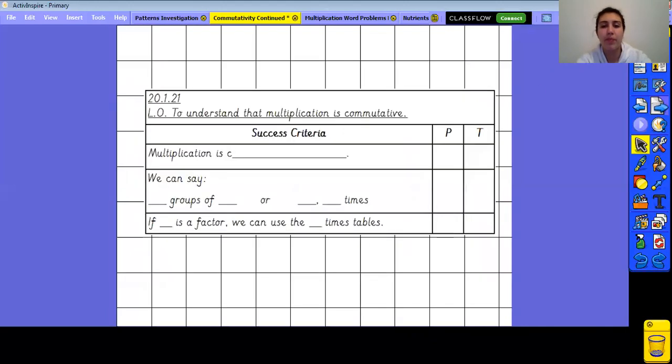Well done, everybody. So yesterday we started to look at arrays, and arrays helped us to work out that multiplication was commutative. And that means that my 2 factors could be in any order and I would still get the very same product. So we're going to carry on looking at this idea of commutativity today.